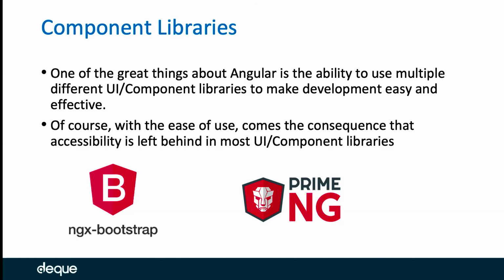So with the ease of use comes a consequence: accessibility is left behind in UI component libraries. A lot of these will claim that they are accessible, okay? My definition, as an accessibility advocate, is that accessible means every single component you have created in this UI library is accessible and will allow you to be fully accessible by point and click. You will not get that with these, okay? Some of them are better than others, 110%. Will not argue with you on that.